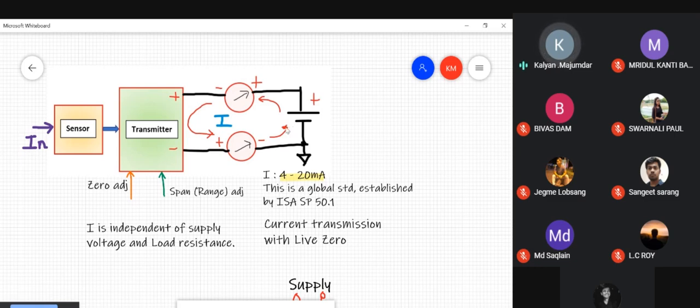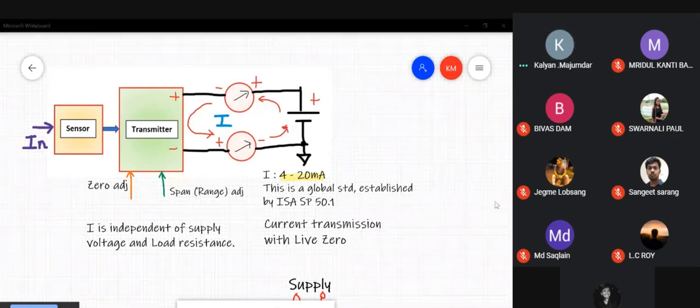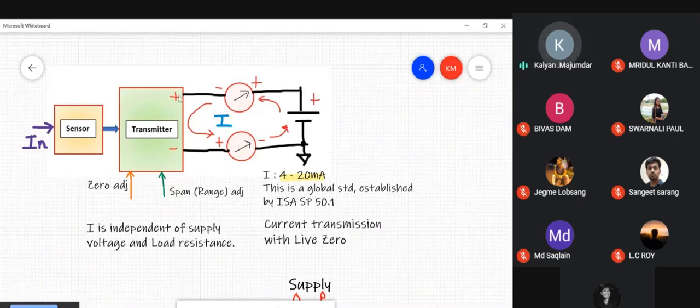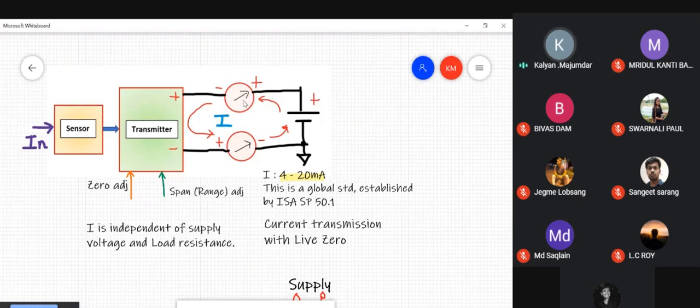So whenever you have a series combination of two components, the current is identical in both components. So that means the current flowing through the transmitter is also the current flowing through the indicator. So whenever the current through the transmitter changes, the current through the indicator changes. So there's a change of display, there's a change of indication, there's a change of the indicated value. So that is how this particular circuit works.